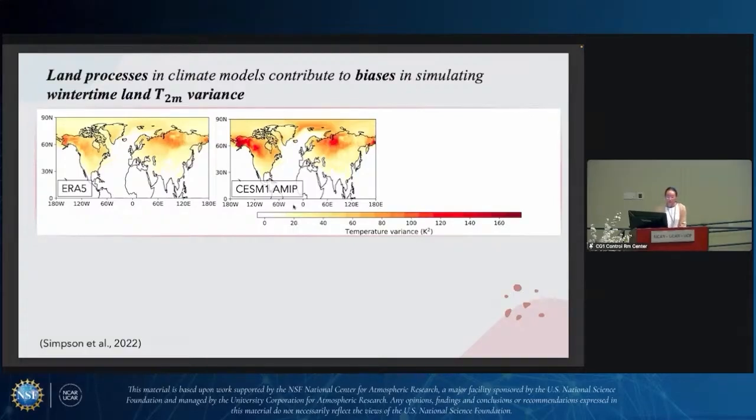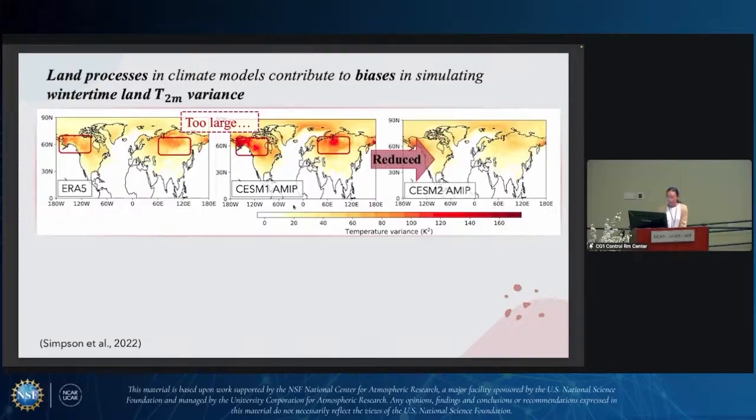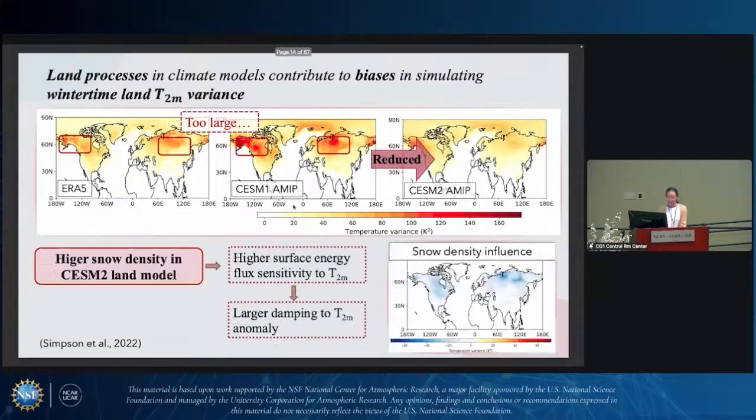So for example, the Simpson et al. 2022 paper found that the temperature variance in CSM1 AMIP simulations is way too large compared to ERA5. And the temperature variance is largely reduced in the succeeding CSM versions. That's largely because of the differences between the two generations of land model. The newer land model simulates more conductive snow layers, which allows higher surface energy flux exchanges that act to damp the temperature variability.